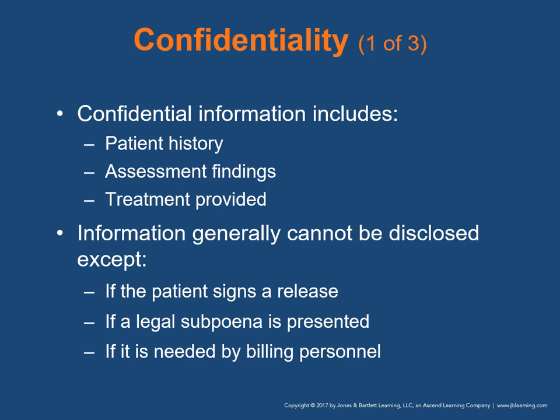Okay, class, now we're going to discuss confidentiality. In terms of confidentiality, all information should remain confidential between you and the patient. In most states, records may be released only if the patient signs a release, if there is a legal subpoena presented, or if the records are needed by billing personnel. Confidential information includes patient history, assessment findings, and treatment provided. If you inappropriately release information, you may be liable for breach of confidentiality, which is the disclosure of information without proper authorization.